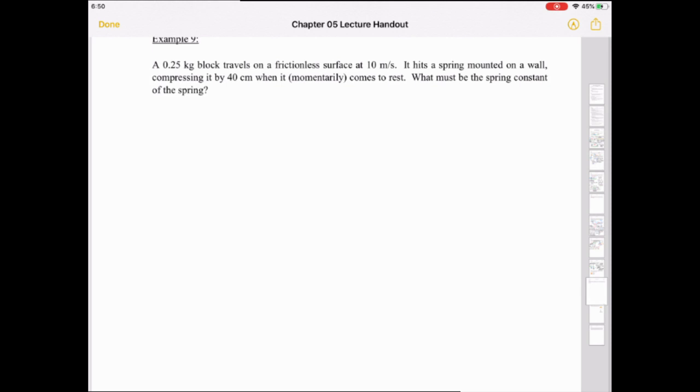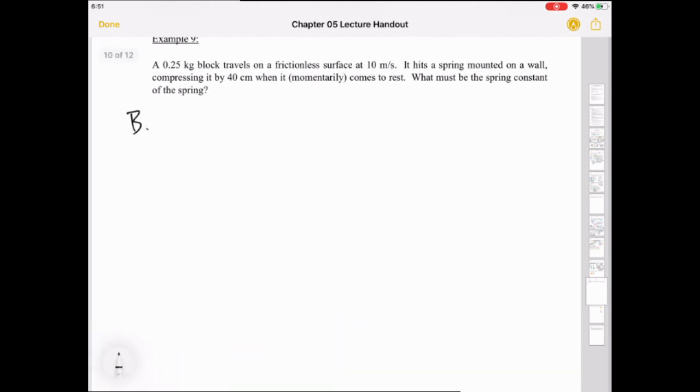Okay, so let's draw a picture for this. And I think what we need is a before and after. This is a common kind of picture for conservation of energy questions, right? So we're going from kinetic energy, since it's traveling at 10 meters per second, to spring potential. It's compressing the spring. So let's draw that picture.